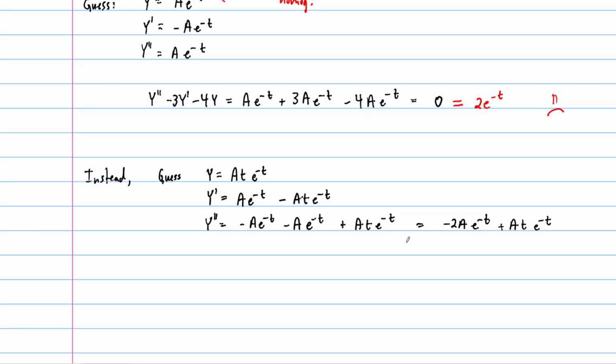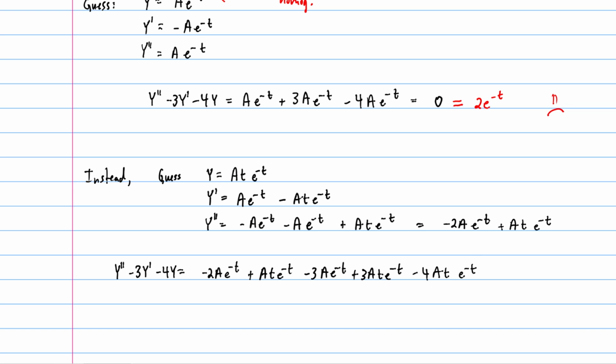All right, now we plug in. Let's see what's going to happen here. So y double prime minus 3y prime minus 4y now equals negative 2a e to the minus t plus a times t e to the minus t. Then it's going to be minus 3a e to the minus t plus 3a t e to the minus t, and then minus 4a t e to the minus t.